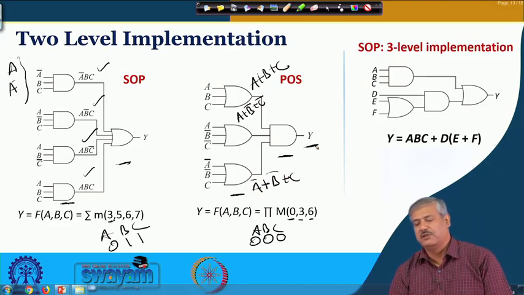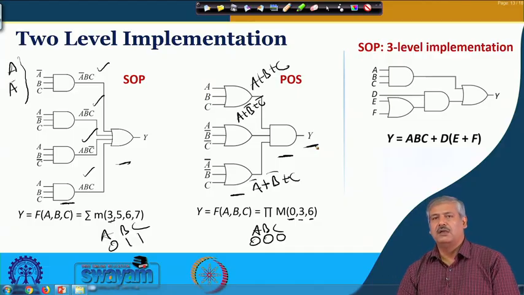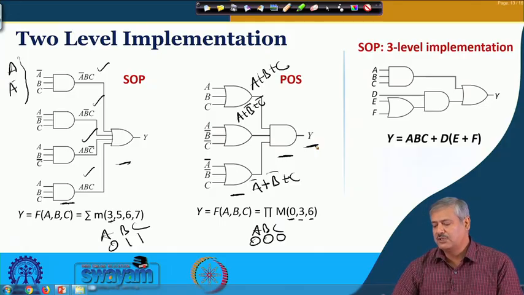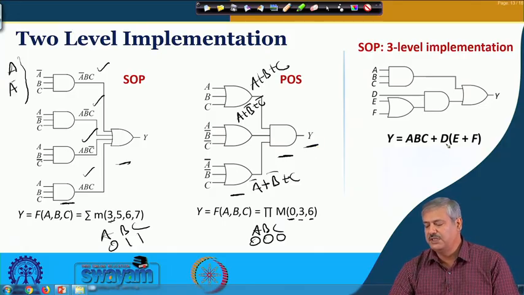So, this is also a two level implementation. And what could be a multi level implementation? Here is just an example of a 3 level implementation. A, B, C, D is ANDed with the summation of E and F. So, E and F are summed up, then this is there. You can see 3 stages are there, so this is a 3 level implementation.